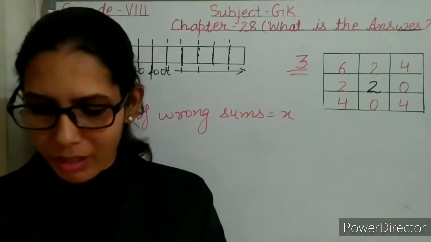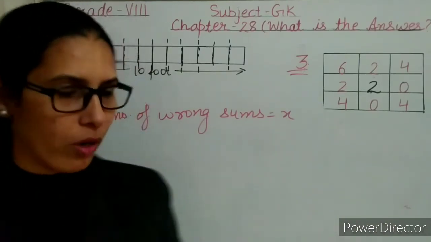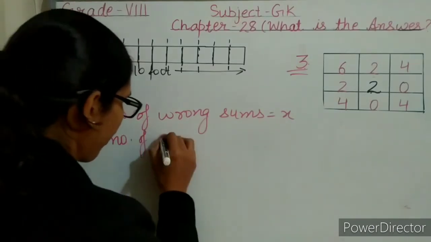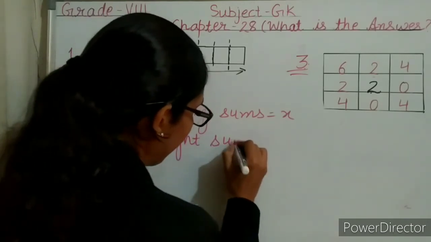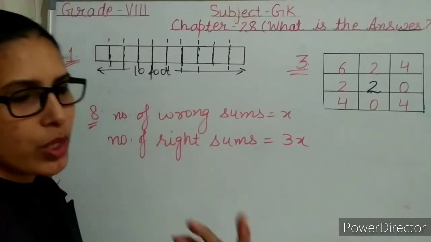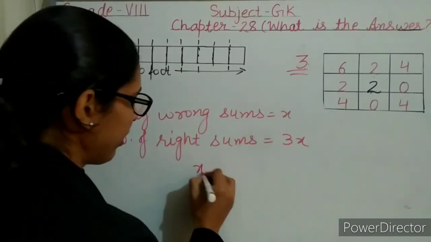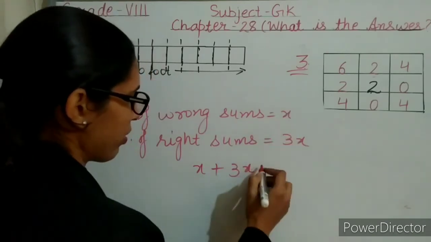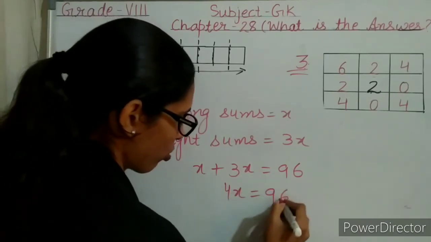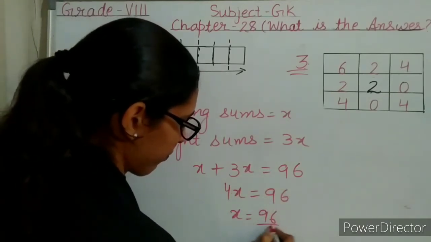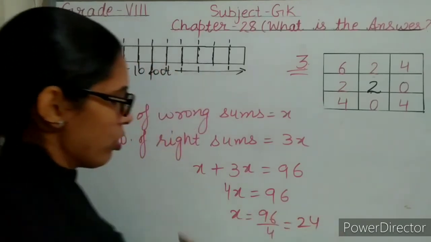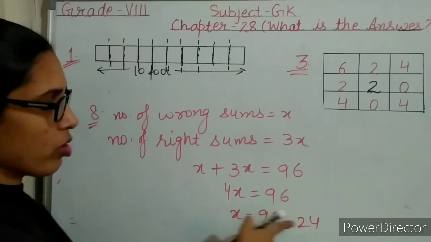Because they are saying a student got thrice as many sums right as he got wrong. If I assume number of wrong sums is equal to x, then the number of right sums will be 3x. So 3x right sums plus wrong sums is equal to total number of sums. So I can add it, x plus 3x is equal to total number of sums, that is 96. So it will be 4x is equal to 96. So the number of wrong sums, x is equal to 24.